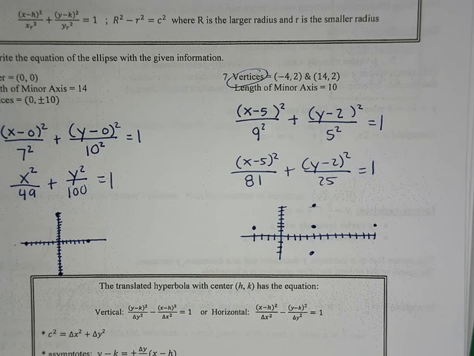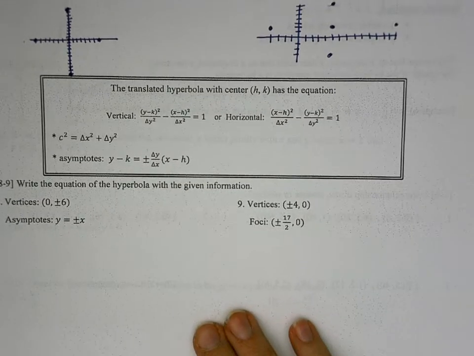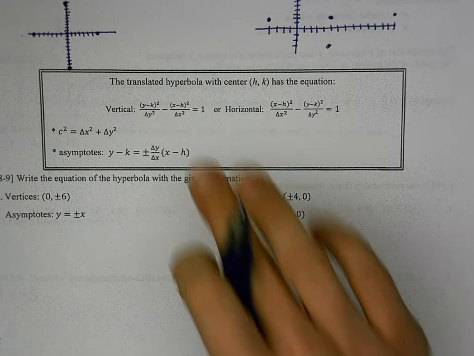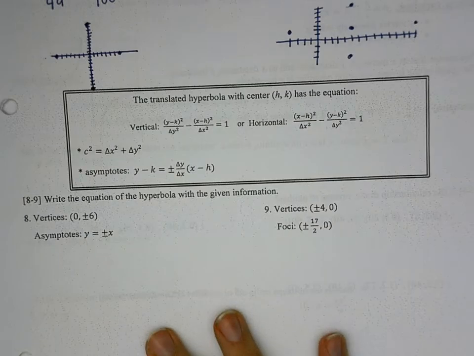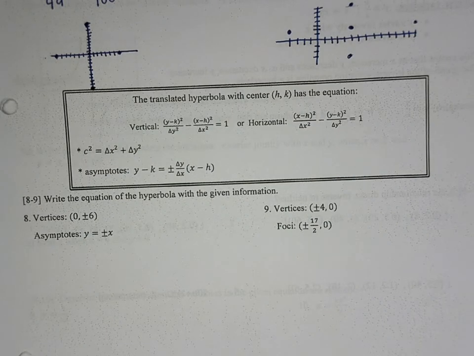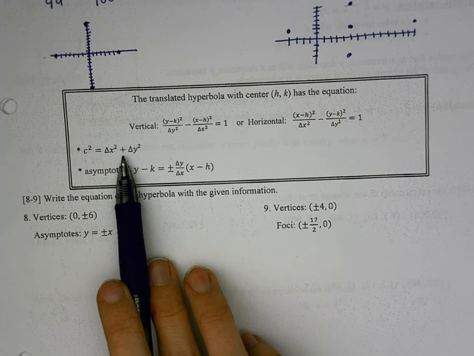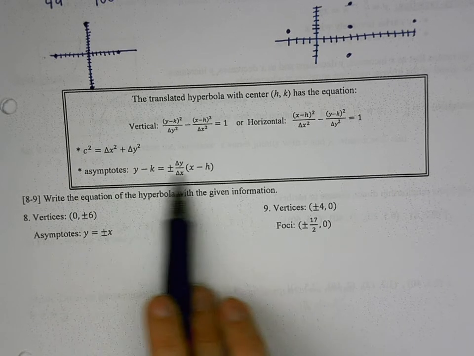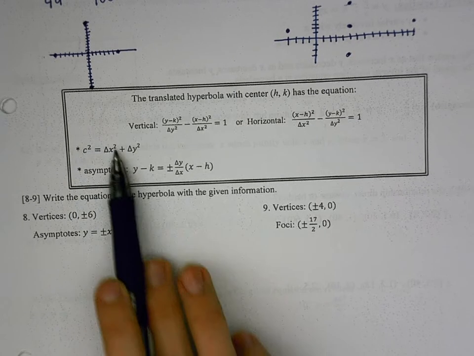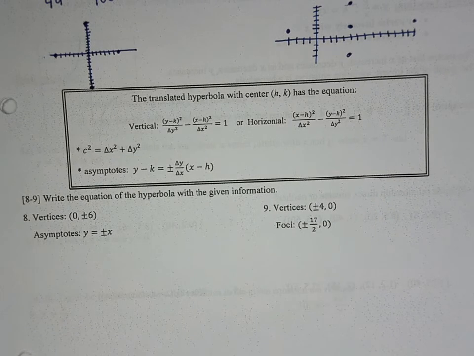Okay, and then sliding up, last but not least, we have our hyperbolas. So hyperbolas, we've got their 2 equations here. And now hyperbolas have 2 additional pieces of information that sometimes come into play, as opposed to ellipses, which just have that big R squared minus little r squared equals c squared. Hyperbolas have c squared equals delta x squared plus delta y squared, as well as their asymptote equation. And both of these equations give you different pieces of information.